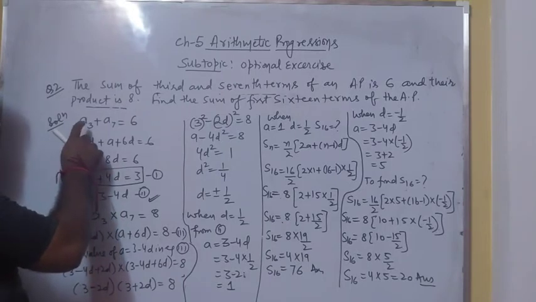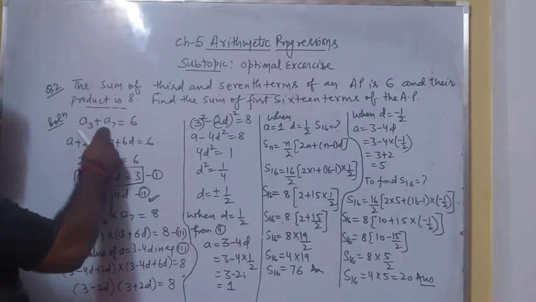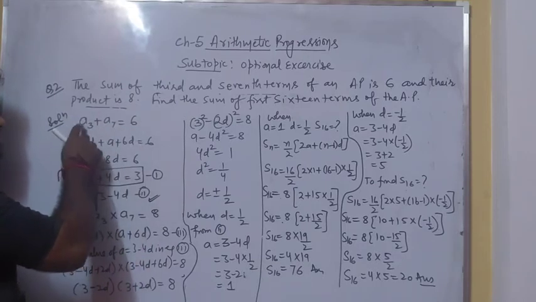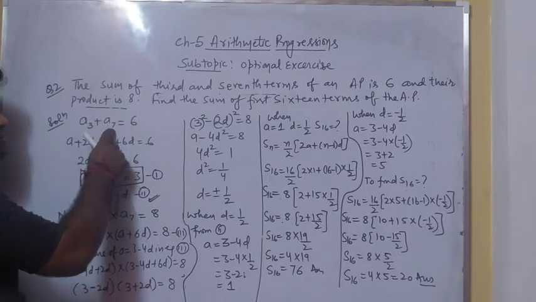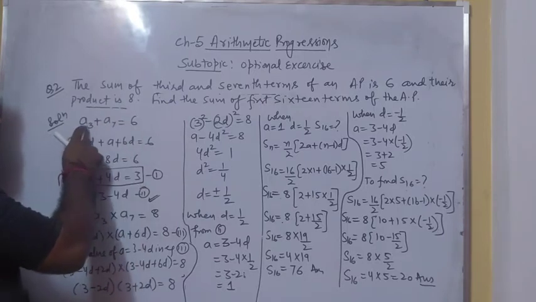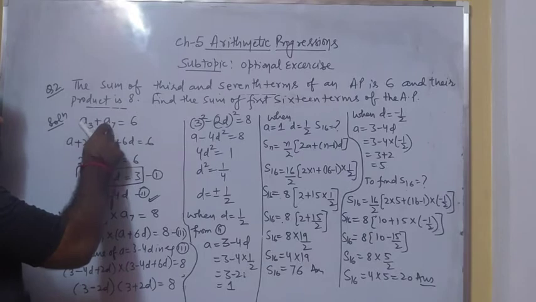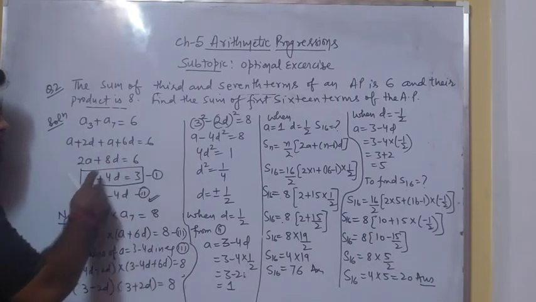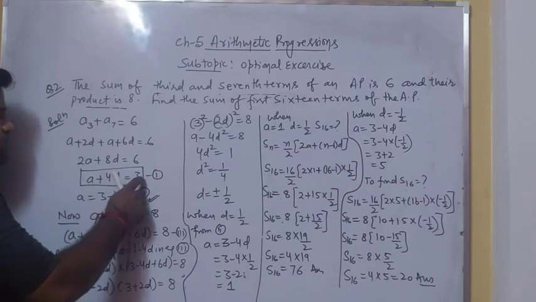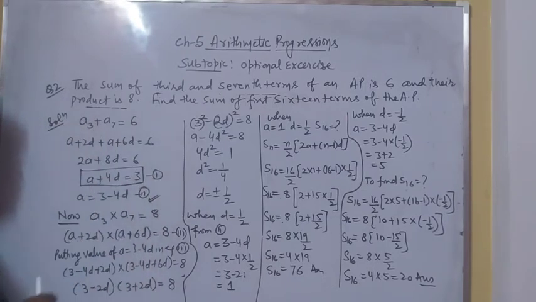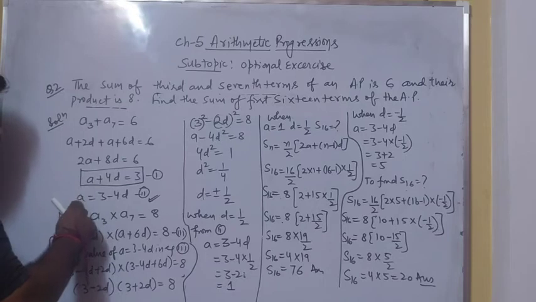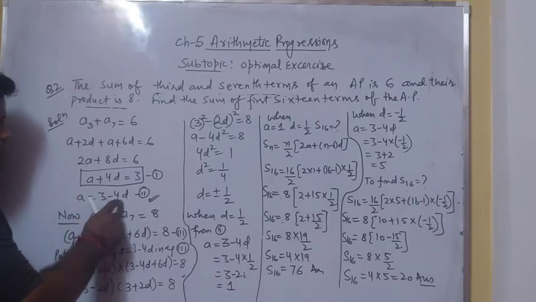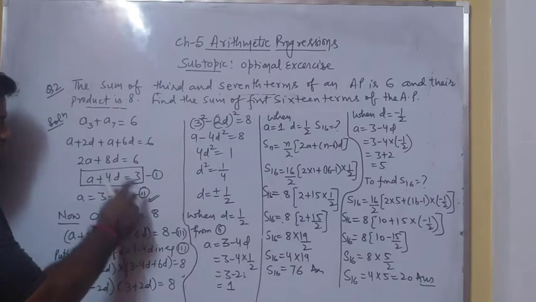Here the sum of the third term and seventh term is 6, so we can write A3 plus A7 equal to 6. Here A3 is the third term of an AP and A7 is the seventh term. We can write the third term as A plus 2D. Similarly, the seventh term is A plus 6D, so A plus 2D plus A plus 6D equal to 6. On solving, we get the equation A plus 4D equal to 3, and we consider it as equation number first. From this we can get the value of A by writing A equal to 3 minus 4D, and we consider it as equation number second.